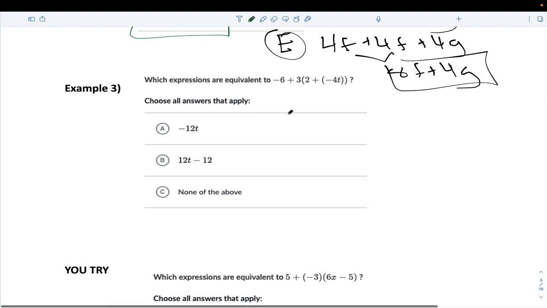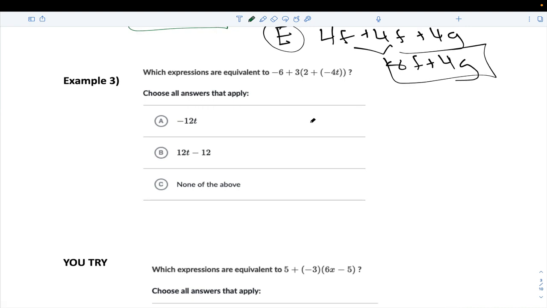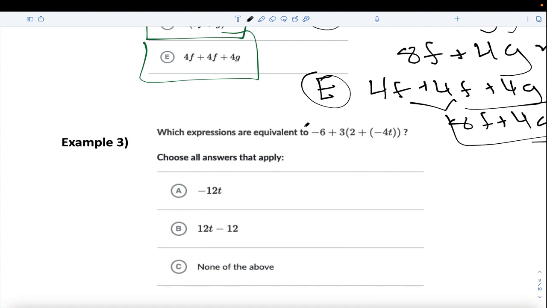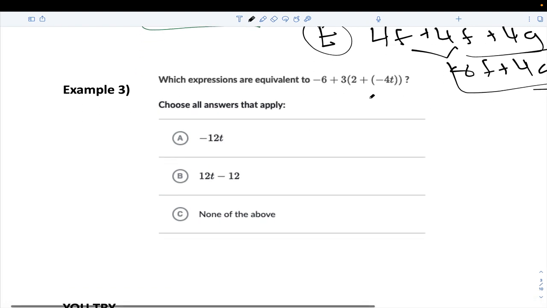Which expressions are equivalent to -6 plus 3 times 2 plus -4t? This guy is a mess, similar to the ones with decimals and fractions. It looks really confusing with all of the parentheses. We've got to clean it up before we can do anything with it. Let's focus on the grouping first. Look at your parentheses. You have a 2 plus a -4t. This parentheses needs to be cleaned up, so I have 1 sign.